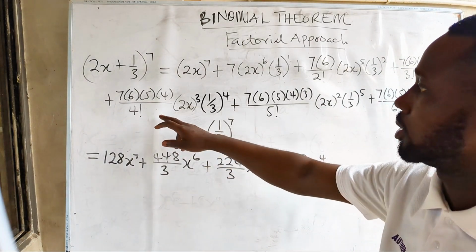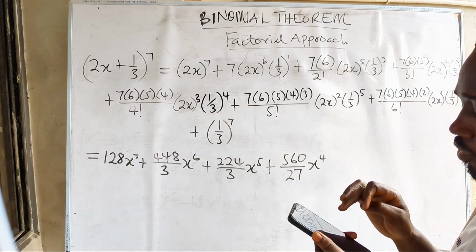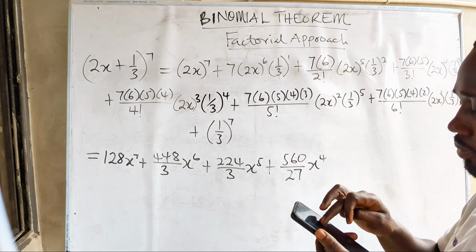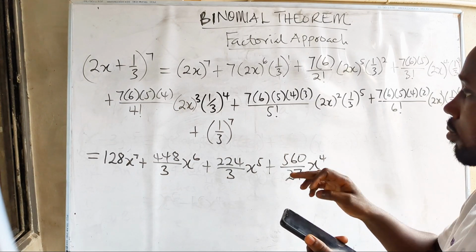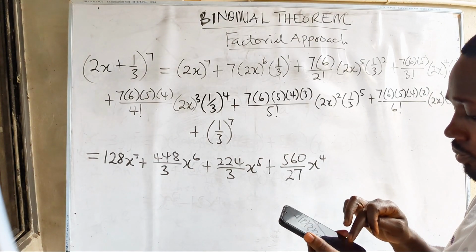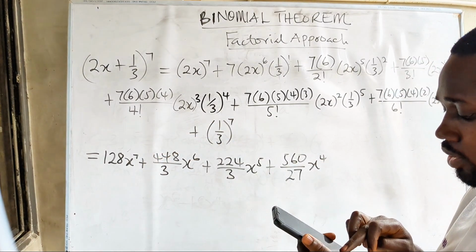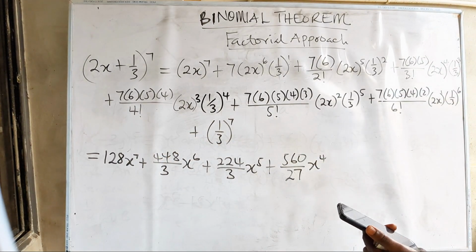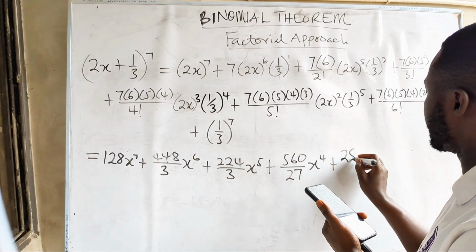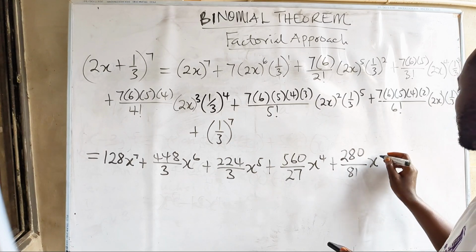Okay, so now let's come in here. We have 7 times 6 times 5 times 4 times 2 exponent 3 times 1 over 3 exponent 4 over 4 factorial. That is 4 times 3 times 2, and we are getting that as 280 on 81 s exponent 3.